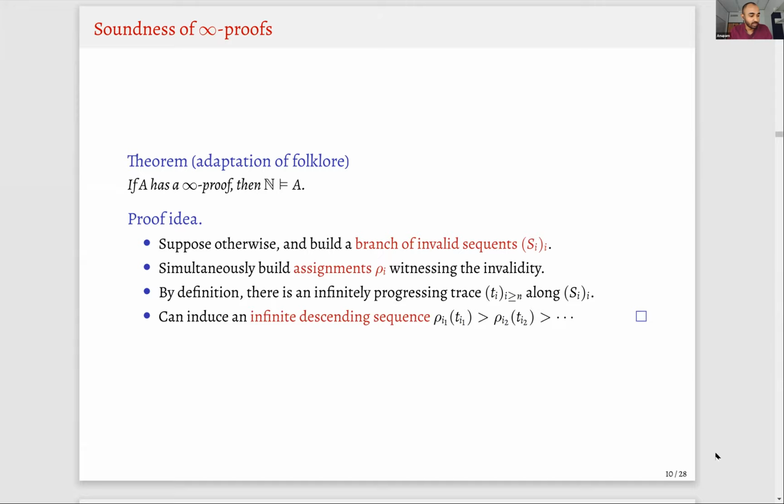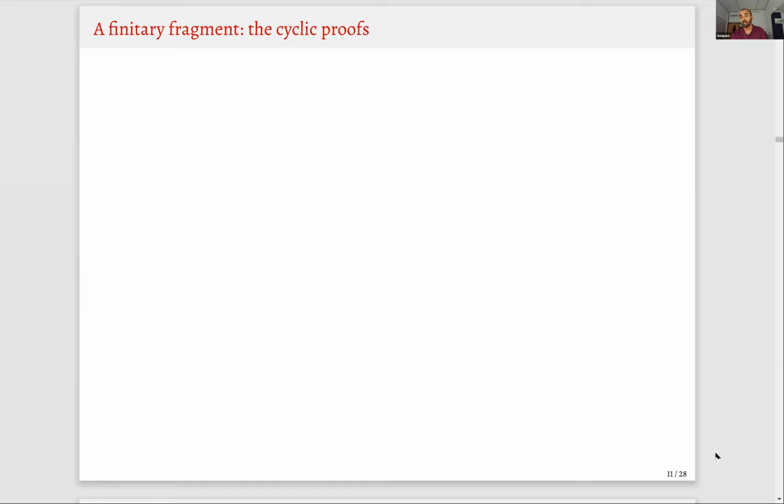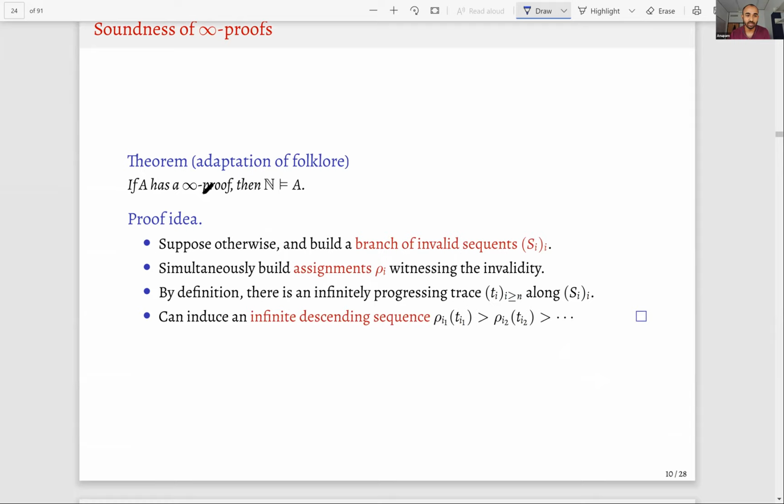Finally, the final definition is the cyclic proofs. And one problem with the infinity proof is exactly this infinity in front of it. They're infinite objects, so they're not tame, they're quite wild. And in particular, for infinity proofs, you actually have the converse of this statement. Actually, every sentence that's true in the standard model is provable.